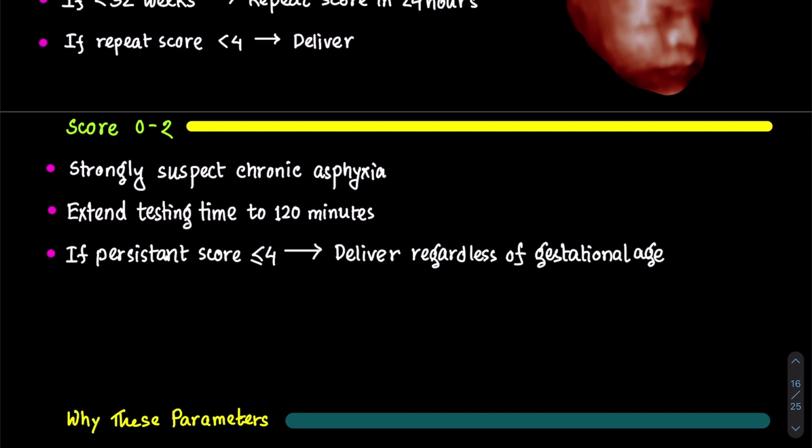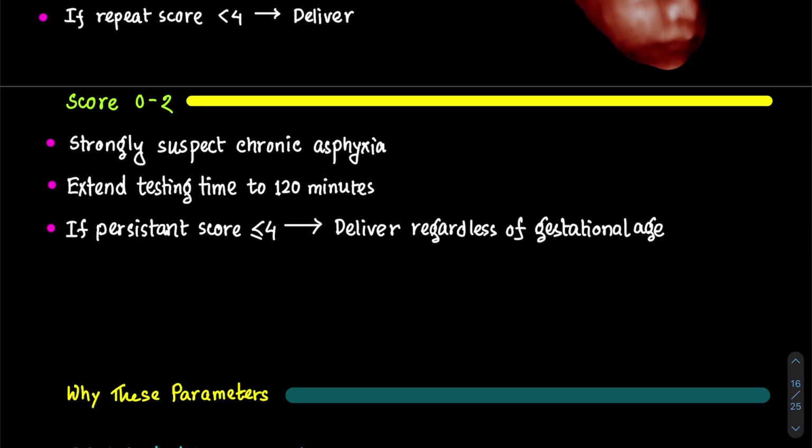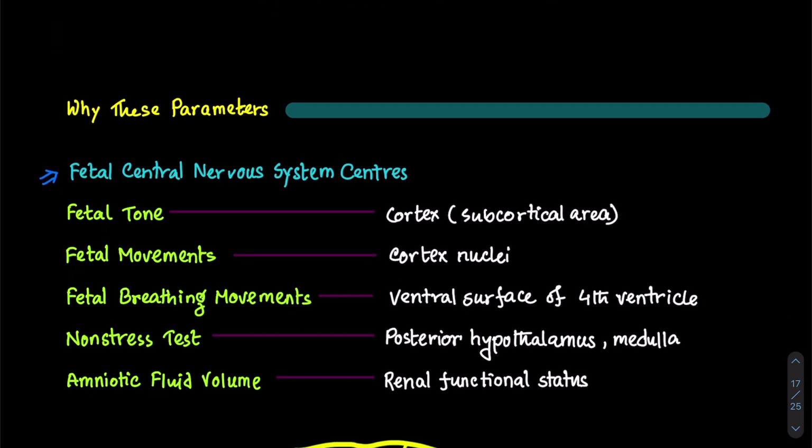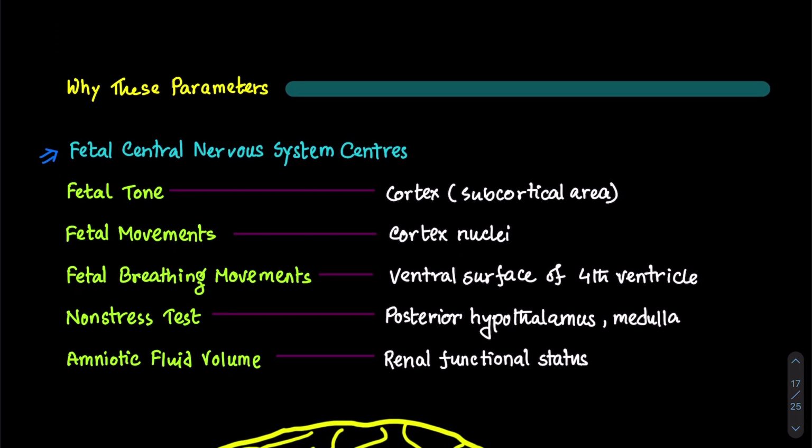Score 0 or 2. Very poor condition. Strongly suspect chronic asphyxia. Extend the examination time to 120 minutes. If persistent score is not more than 4, regardless of gestational age, deliver it. We have finished our main discussion. Now we will solve some confusions.